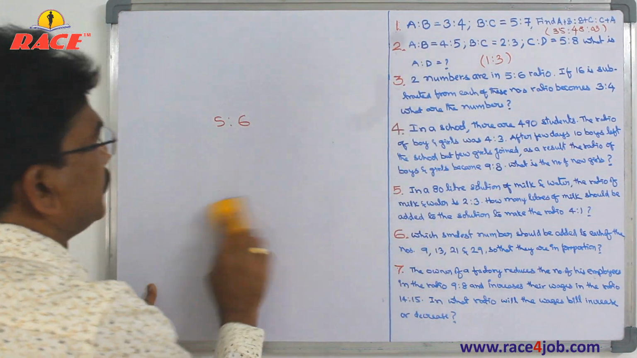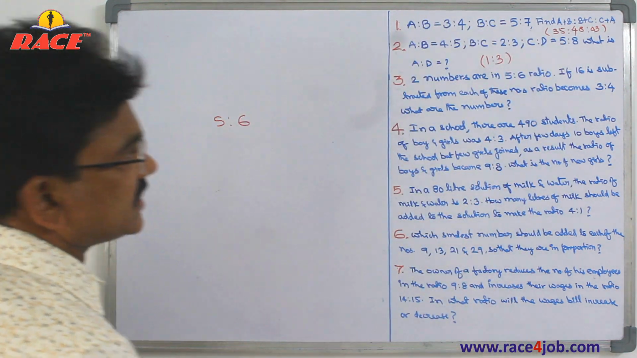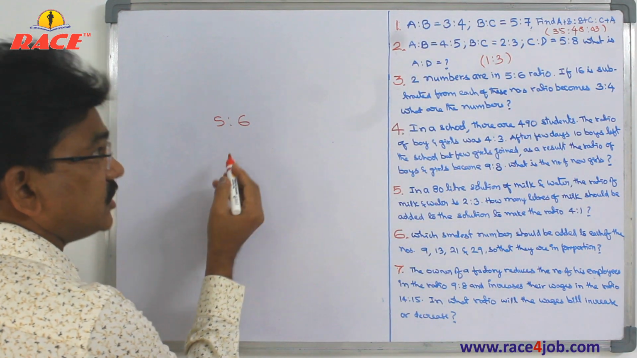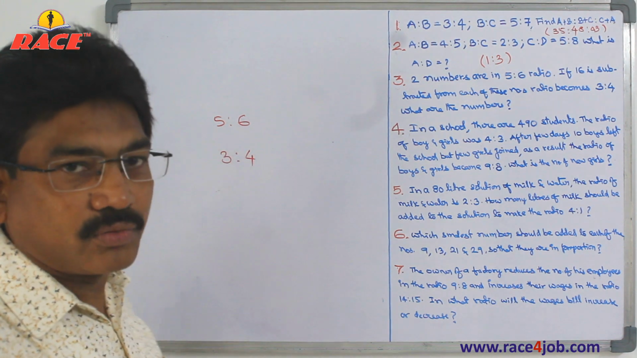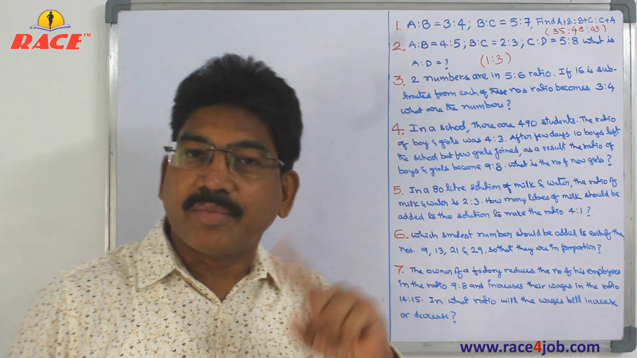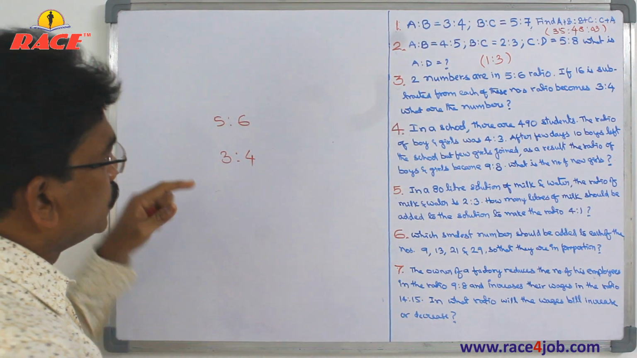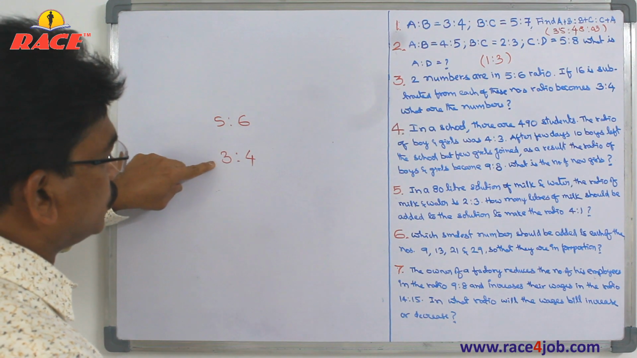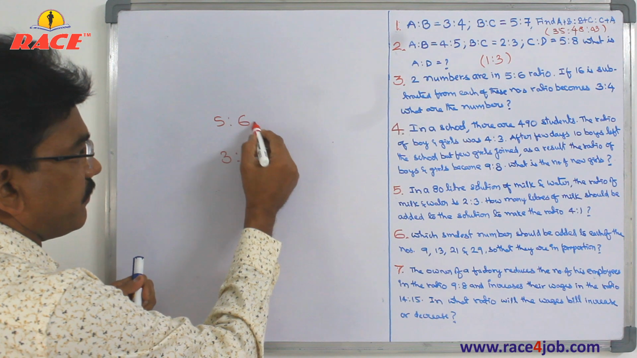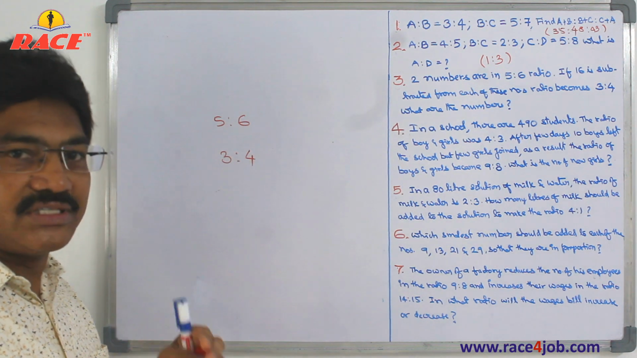See here, 5:6 is the initial ratio. After deducting 16 from each term, the ratio becomes 3:4. So here the first term is 5 and the second is 3. We deducted 2, the difference is 2. Here also the difference is 2. When the difference is constant, the same, then we can use this approach.